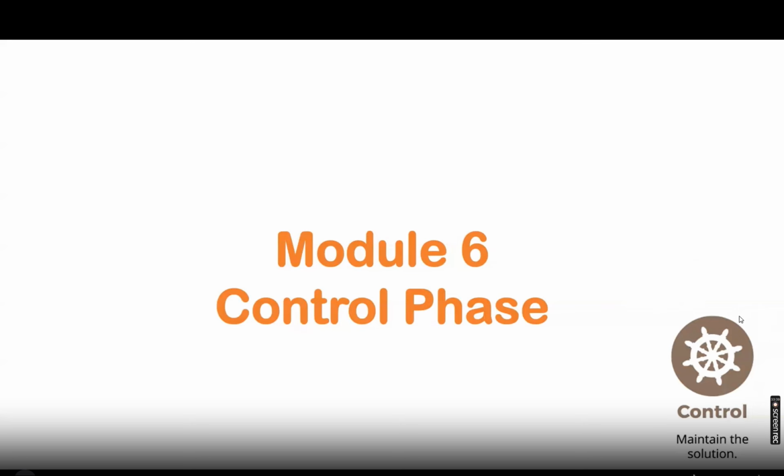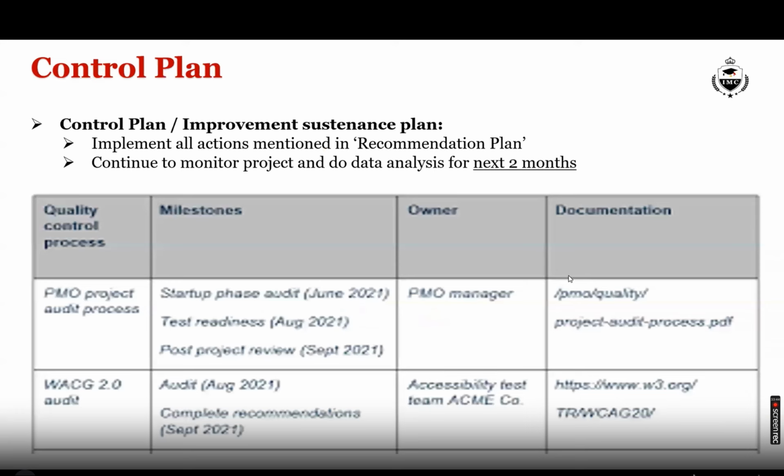Module 6. In Module 6, we will discuss the control phase. Now, in the control phase, we will ideally talk about two major areas. One is the control plan, which is also called an improvement sustenance plan. Another is the control methods.